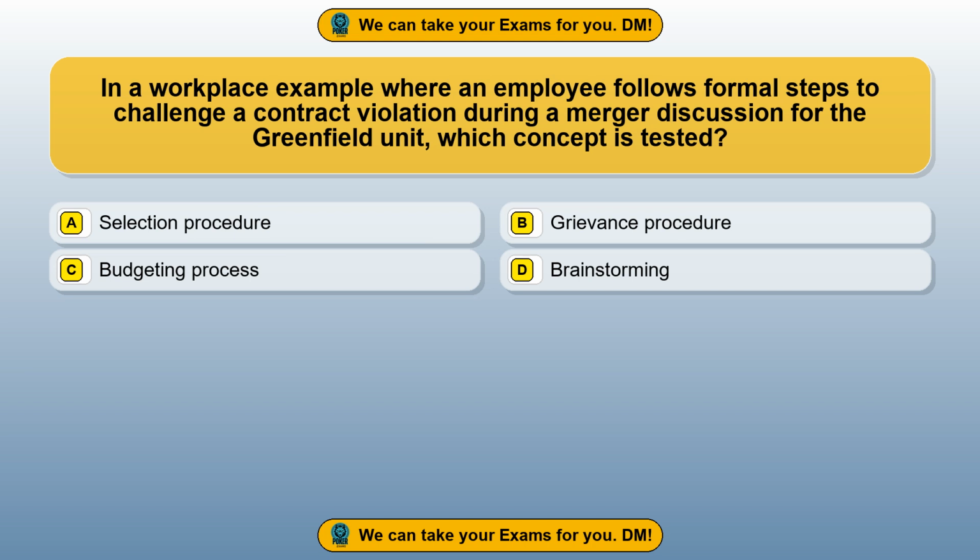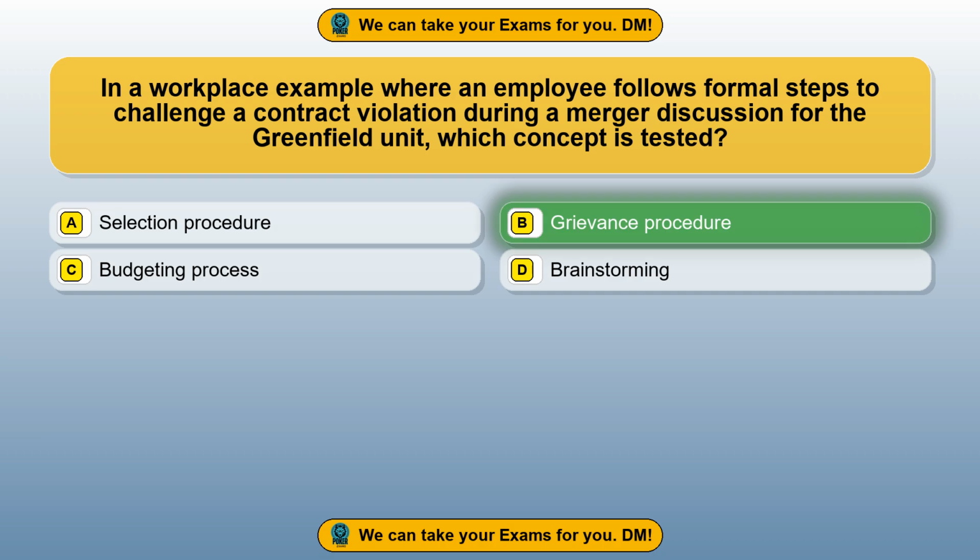Question 92. In a workplace example where an employee follows formal steps to challenge a contract violation during a merger discussion for the Greenfield unit, which concept is tested? Option A, selection procedure. Option B, grievance procedure. Option C, budgeting process. Option D, brainstorming. The correct answer is option B, grievance procedure.